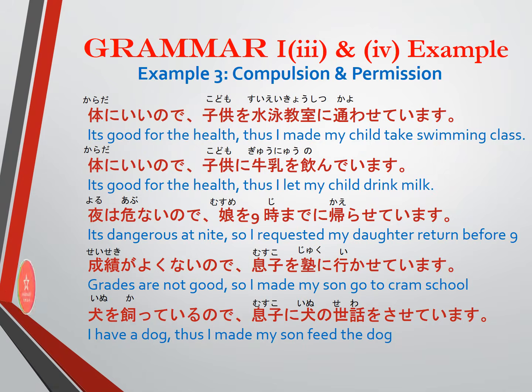Over here we have a combination of compulsion and permission. Let's look at the first sentence. It's good for the health, thus I made my child take swimming classes. 体にいいので子供を水泳教室に通わせています。Notice 通わせています, 通います is an intransitive verb, so 子供を. Then there's a direction going to a school or classes, so this is ni.